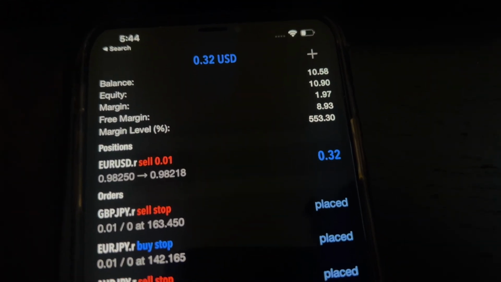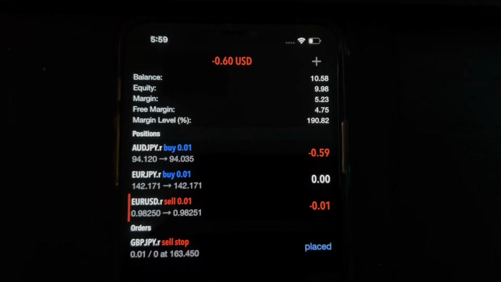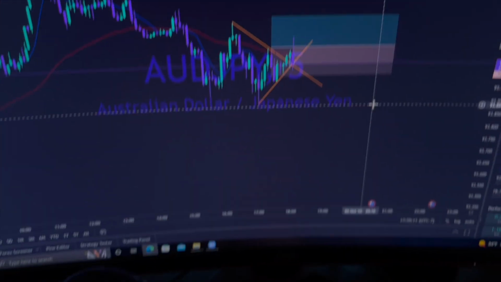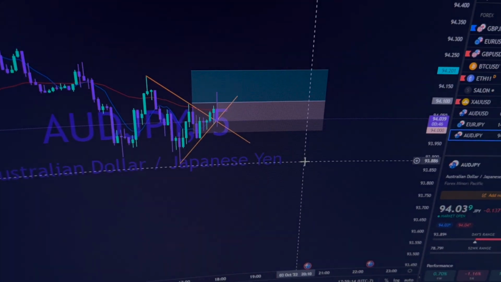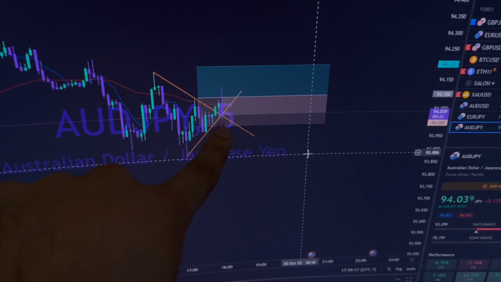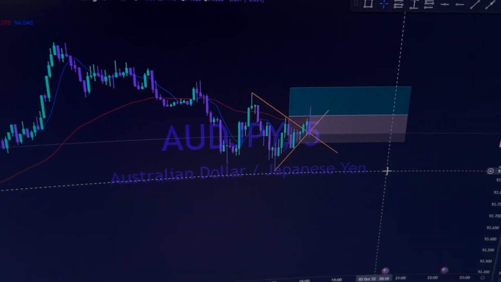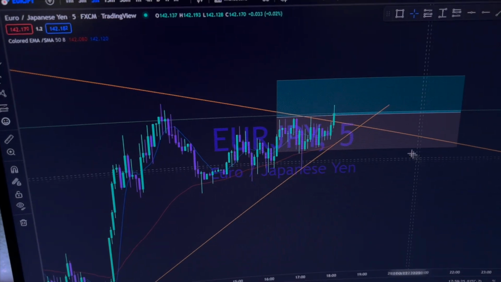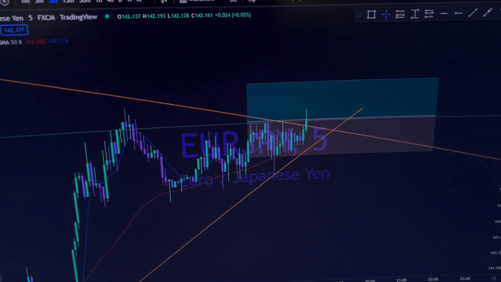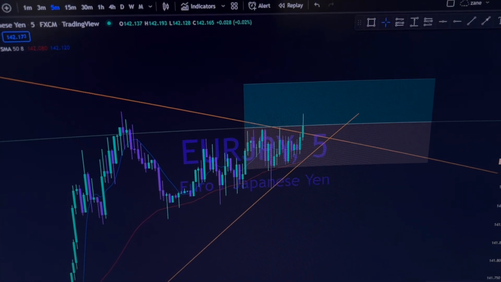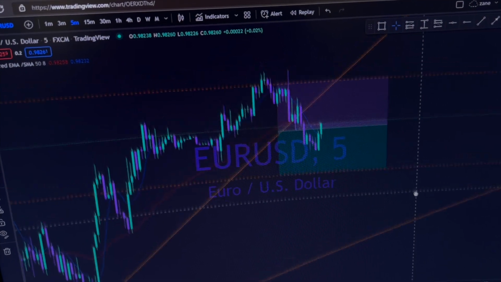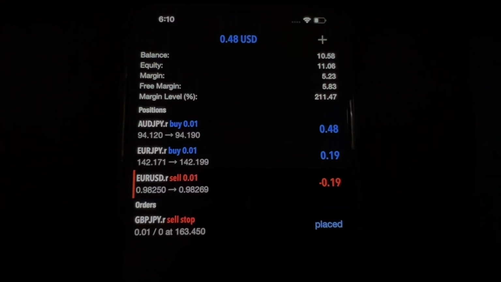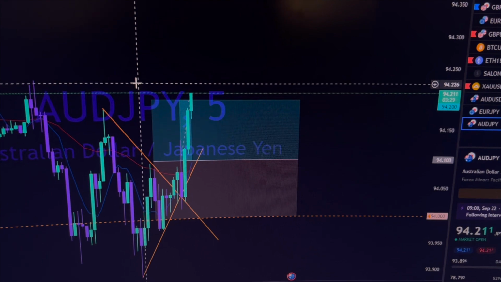And as far as EU, we're still in profit. As you can see, we're in 3 trades right now: EJ, EU, and AJ. Currently on AJ we're in drawdown and almost got stopped out, about 2 or 3 pips away. Let's check on EJ. EJ is in profit, back to entry, and as well as EU, we're in drawdown again. So we have hit TP1 on AJ.